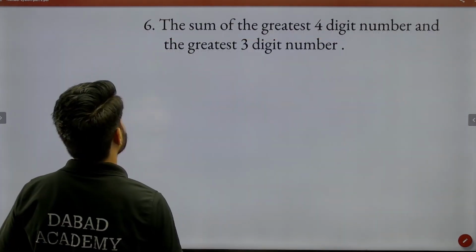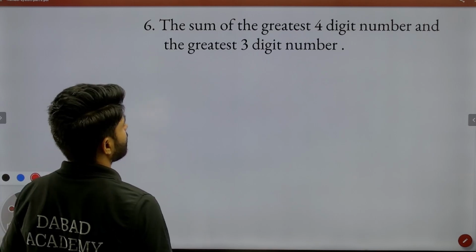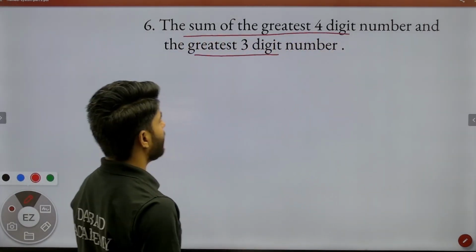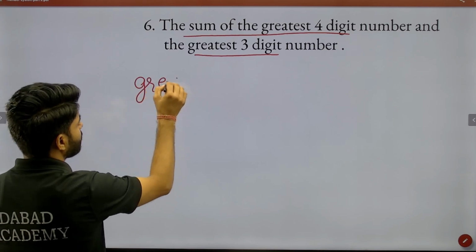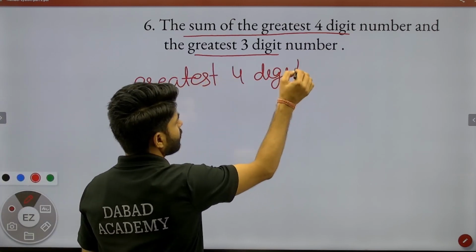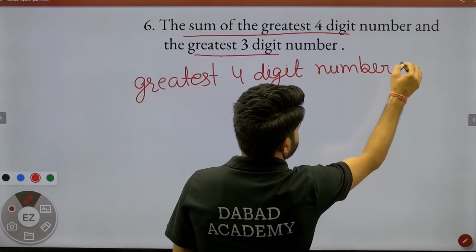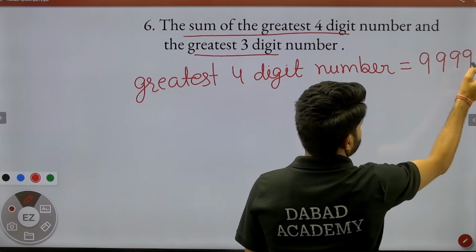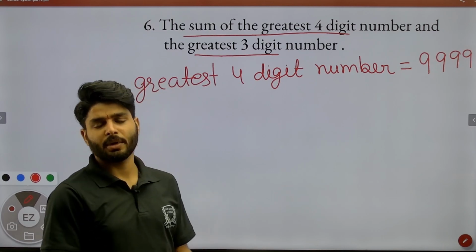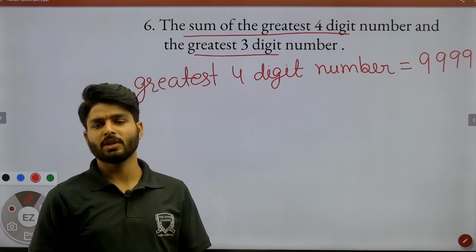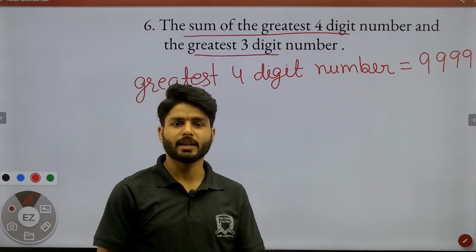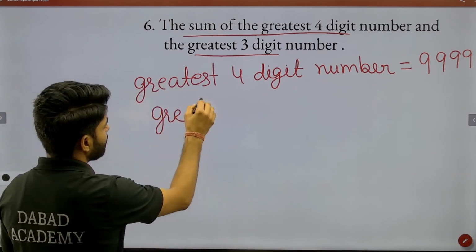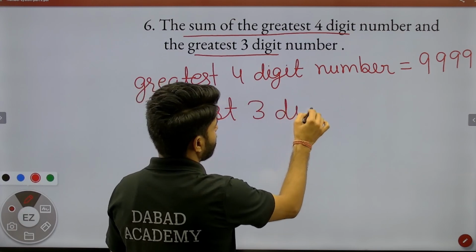Here is the next question, question number 6. The sum of the greatest 4 digit number and the greatest 3 digit number. First we have to write the greatest 4 digit number. And the greatest 4 digit number is 9,999, and we already discussed in our previous video how to find the greatest 4 digit number, greatest 3 digit number and the greatest 2 digit number. So now we have to write the greatest 3 digit number, that is 999.